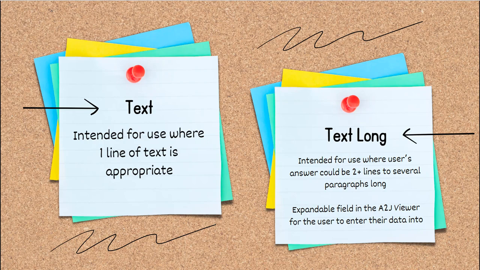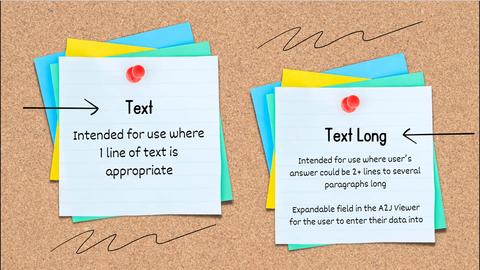They share the same field attributes, which I'll talk about in a minute. The main difference is in how much information you expect the user to give you. Text fields are meant to be one line of text, like a name or an address. Text long fields are used when you expect the user's answer to be longer than that. The text field itself can capture an unlimited amount of data from the end user, but it's a clunky interface or an experience for the end user if they have a lot of text to type.